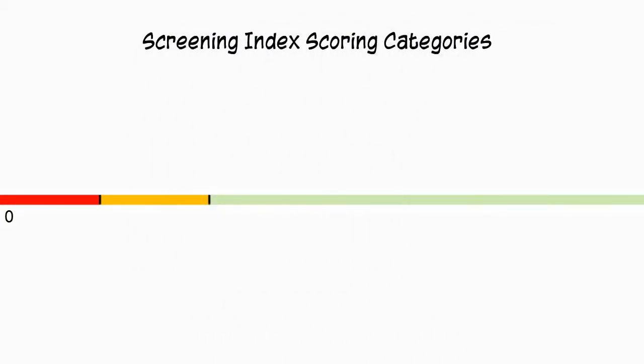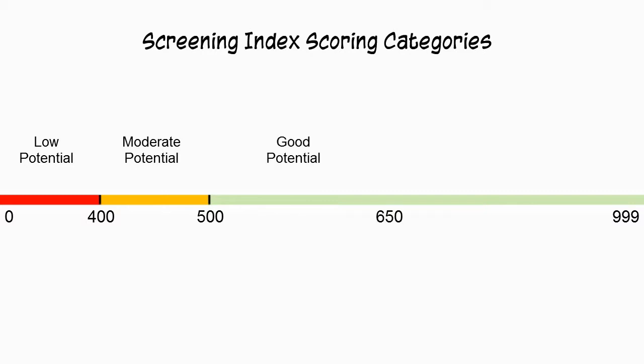Scores can fall into 4 categories. Low potential for scores below 400, moderate potential for scores between 400 and 500, good potential for scores between 500 and 650, and high potential for scores above 650.